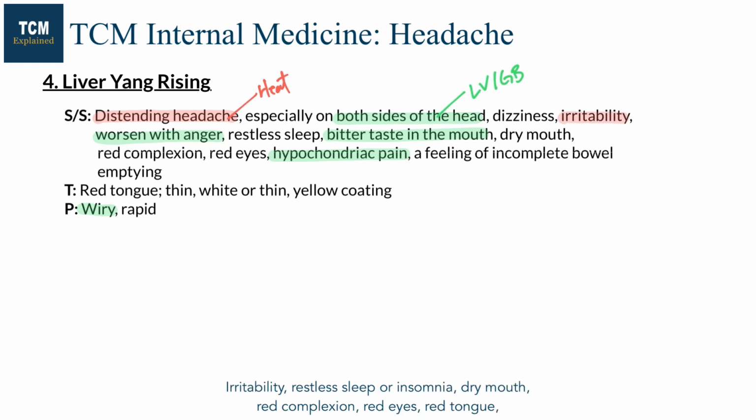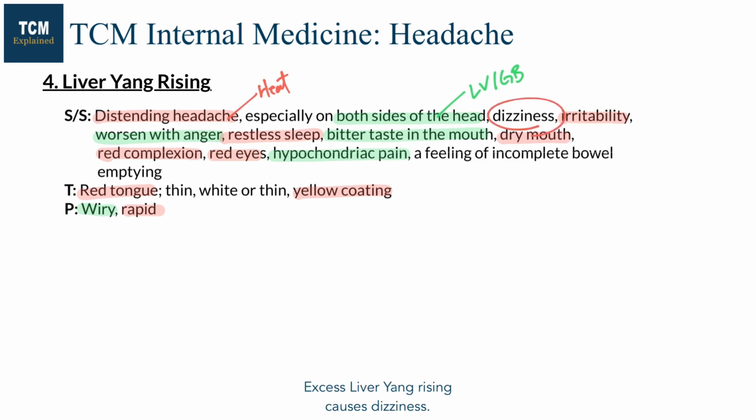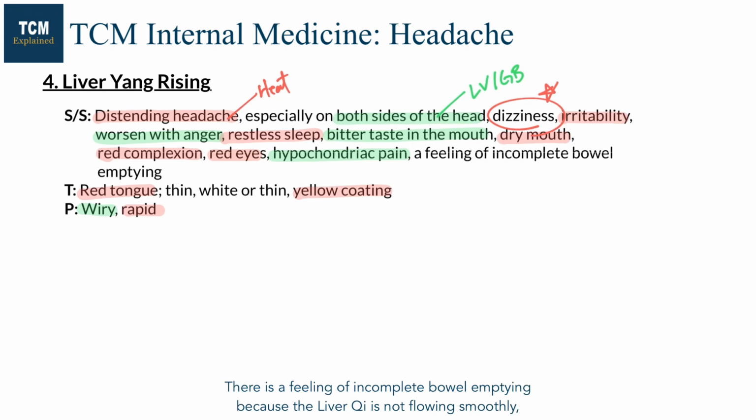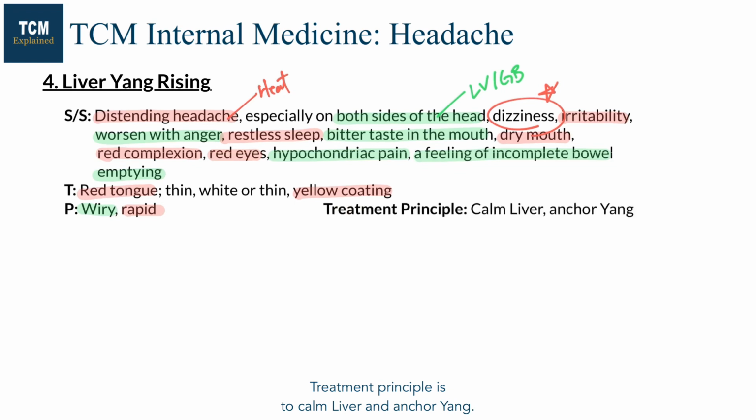Irritability, restless sleep or insomnia, dry mouth, red complexion, red eyes, red tongue, yellow coating, and rapid pulse are signs and symptoms of heat. Excess liver yang rising causes dizziness. There is a feeling of incomplete bowel emptying because the liver qi is not flowing smoothly, causing an abnormal emptying action of large intestine. Treatment principle is to calm liver and anchor yang.